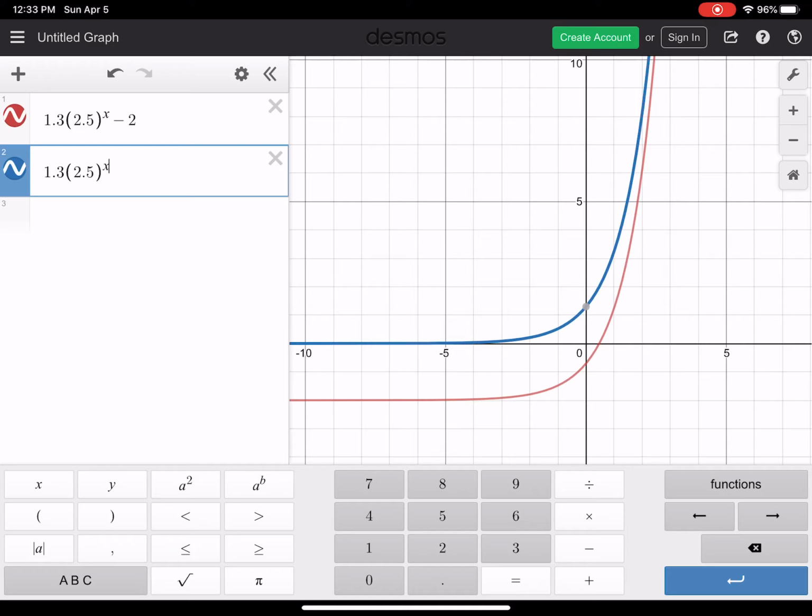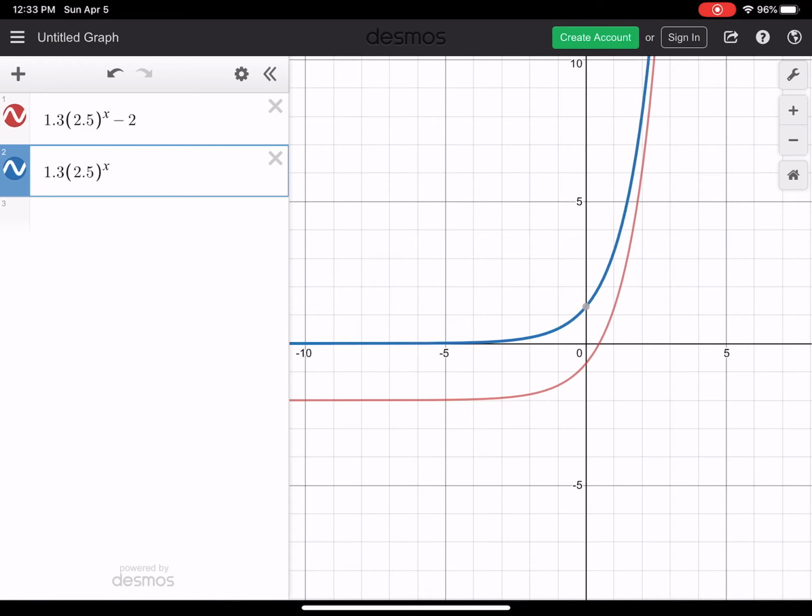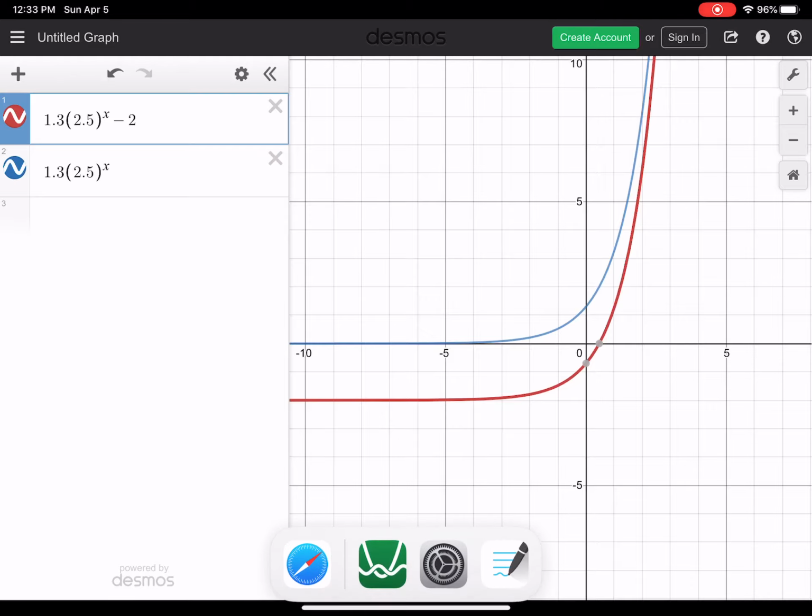And one more thing I want you guys to notice. So the HA, the part where the graph went flat, was 0. But since you move the graph 2 units down, the HA is now -2. So again, 2 things changed with that transformation, the y-intercept and the HA.